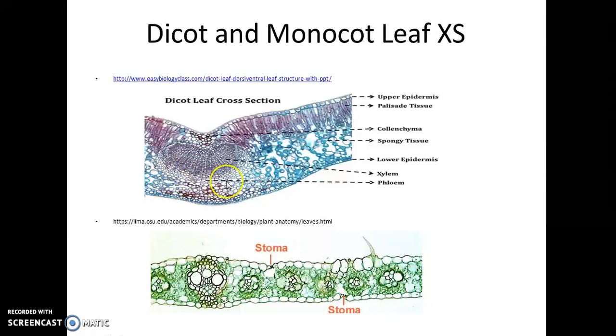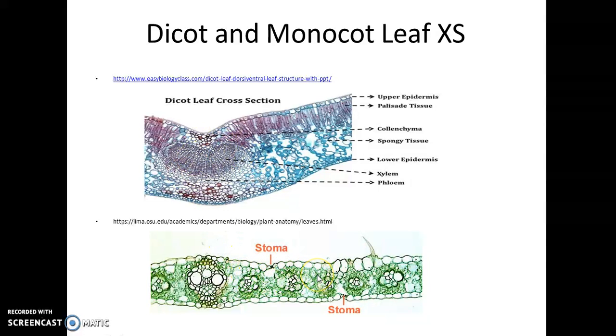And here is the vein. This is a major leaf vein, and we see xylem, which are the big cells, and the phloem, which are the small cells. Okay. Now these things are surrounded and protected by the bundle sheath cells. Right. Now here is a monocot.